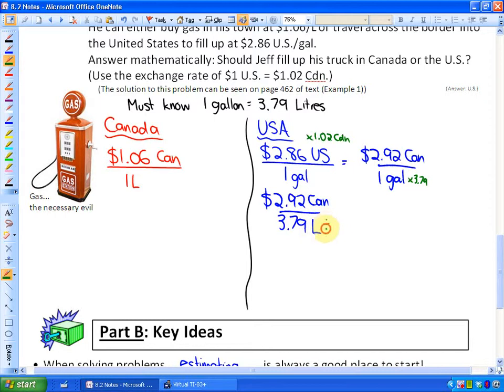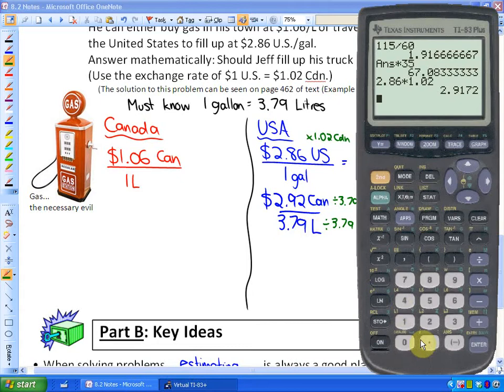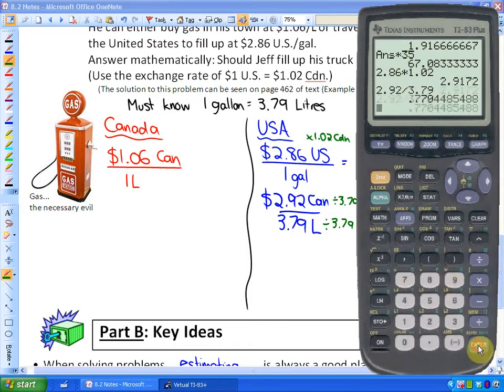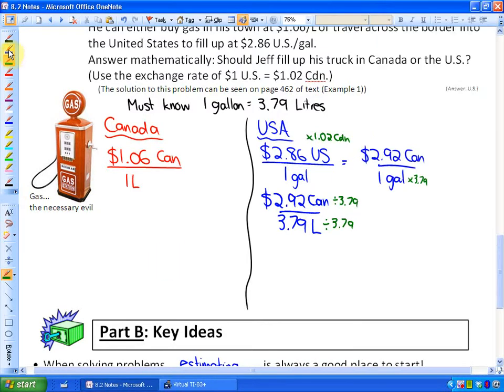What I'm going to do is find out the unit rate. So how much does it cost per 1 liter? So if I take the cost and divide it by 3.79 liters, that's going to give me the unit rate. So I take $2.92, divide it by 3.79. That gives me 77 cents per liter, or in other words, $0.77 Canadian per liter. So as you can see here, we've already compared them. It is 77 cents Canadian per liter in the States and $1.06 Canadian per liter in Canada.